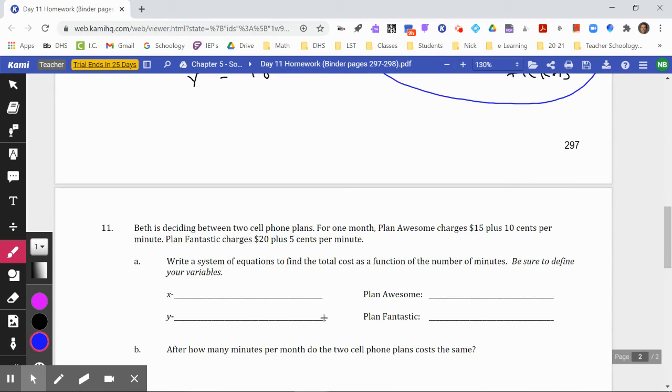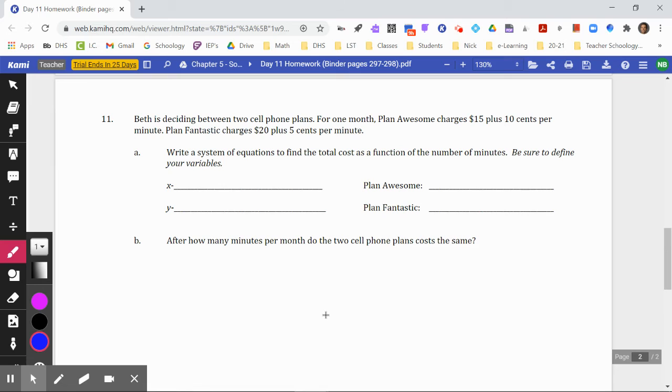All right, moving on to page 298. Number 11, we have Beth here deciding between two cell phone plans. For 1 month, Plan Awesome charges $15 plus 10 cents per minute. Plan Fantastic charges $20 plus 5 cents per minute. So we have to write a system of equations to find the total cost as a function of the number of minutes. Be sure to define your variables.